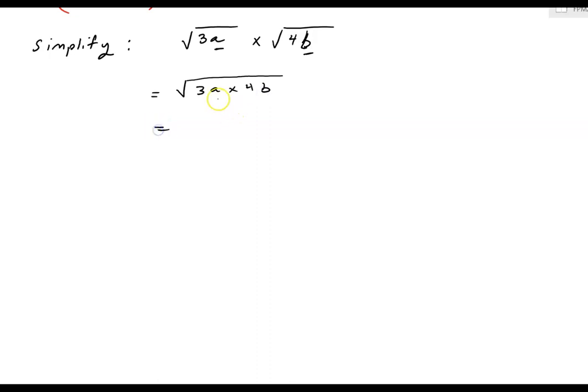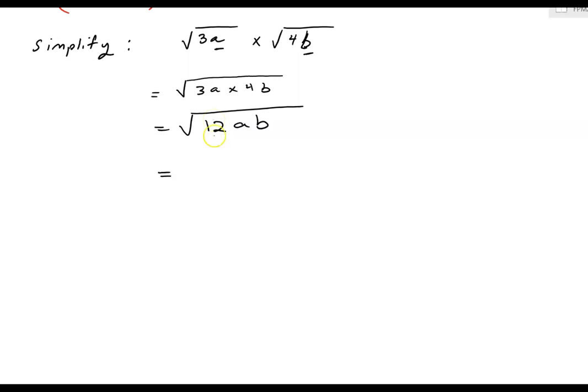And there's nothing wrong with that. Just because we have variables inside, that doesn't change anything. The rule still applies. All right, so let's multiply the numbers. 3 and 4, that's 12. You multiply 3 times 4, and then a times b is just ab. Now, we're not done yet. ab we can't really do anything with, but 12, we can simplify that.